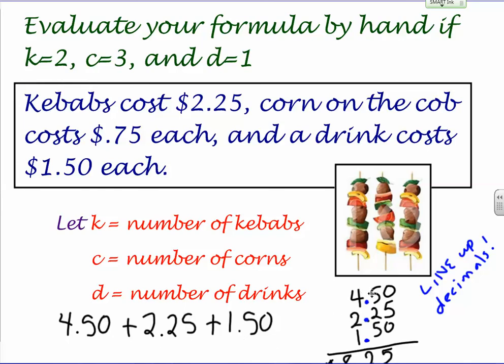And then we talked about why you need to line up the decimals there so that you can see that you're adding tenths to tenths, hundredths to hundredths, and ones to ones. And that was $8.25 there.